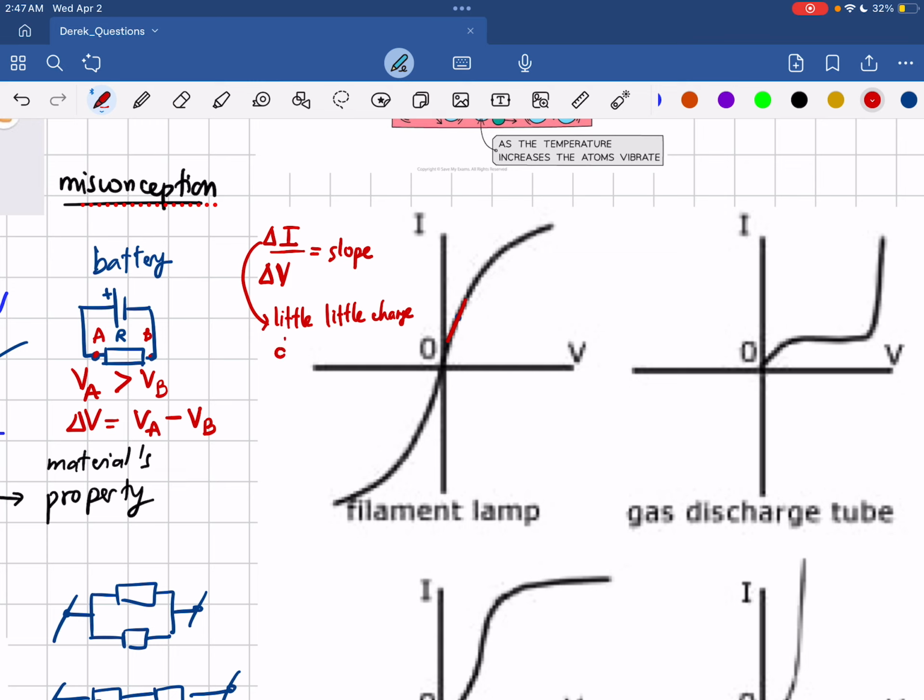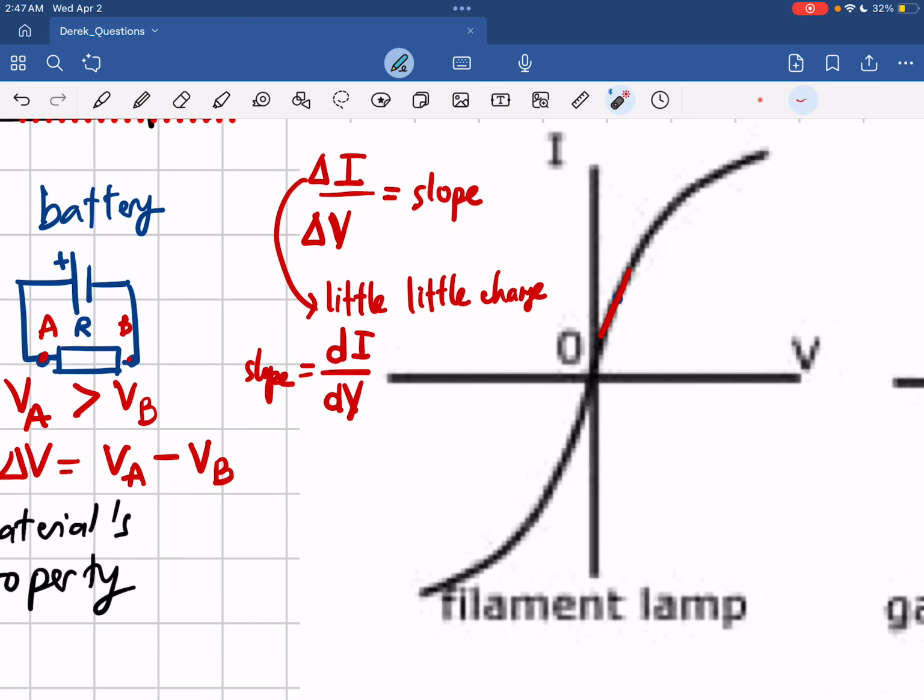So then it will be noted as a d. So dI over dV will become the slope at a particular point here, and that's why it has the name instantaneous. Oh, my bad, this is not very clear handwriting, right? Let me write again, sorry. Instantaneous.